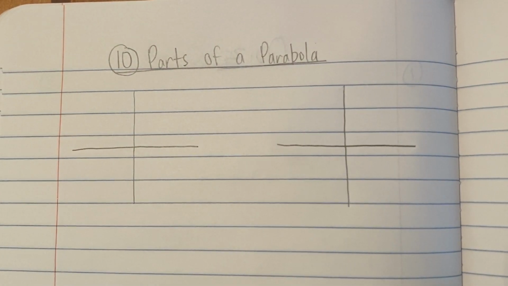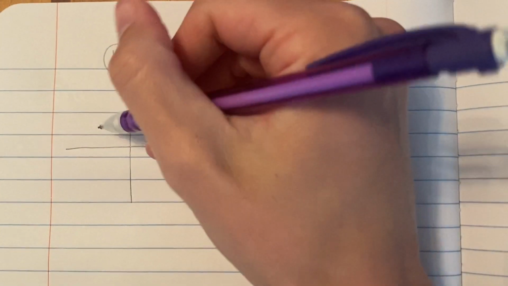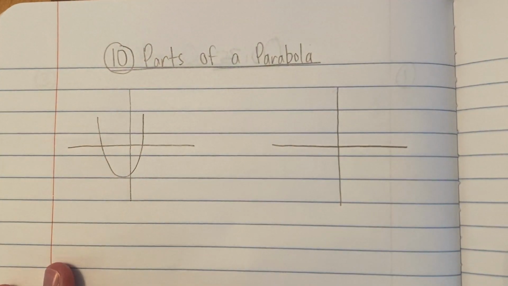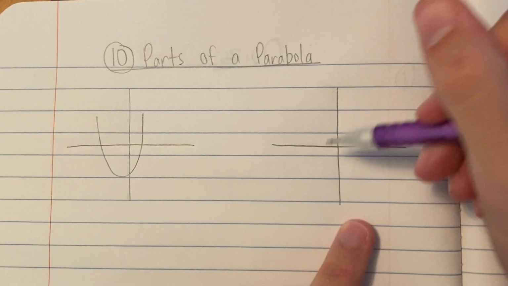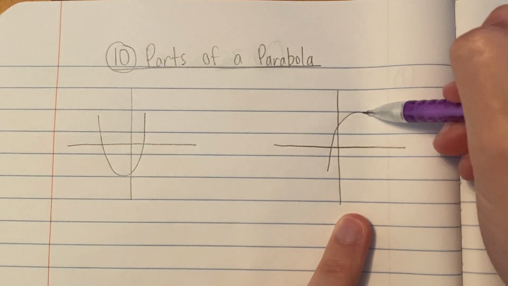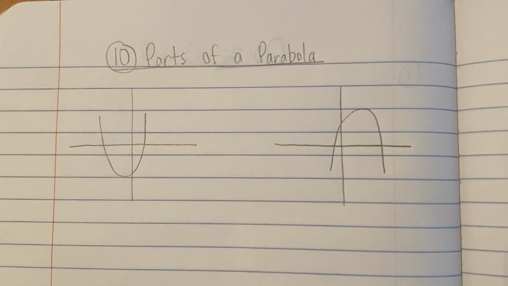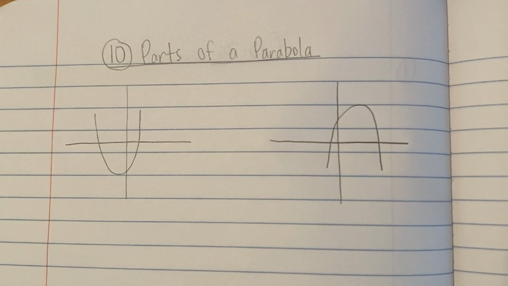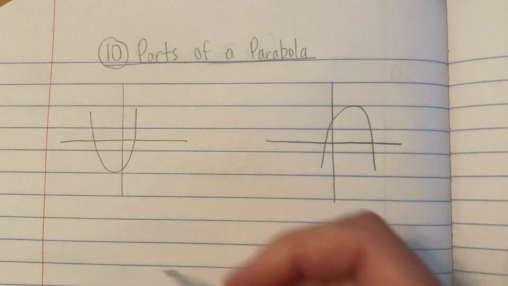And the reason we're going to draw two examples is because parabolas can be kind of a U shape like this, okay? And they can also be this kind of upside down U shape like this. And so it's just nice to look at the different pieces on these two different graphs so we can understand what those pieces look like.